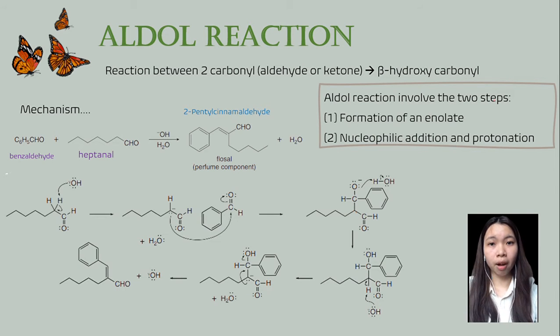For the mechanism, the first step involves formation of a nucleophilic enolate of the heptanal, where the hydroxide ion will attack the alpha hydrogen and form an enolate. The enolate then reacts with the other carbonyl compound, in this case benzaldehyde, to form a new carbon-carbon bond at the alpha carbon to the carbonyl group of benzaldehyde. The second step involves nucleophilic addition and protonation, and then continues with dehydration to form the desired product, which is flosal.